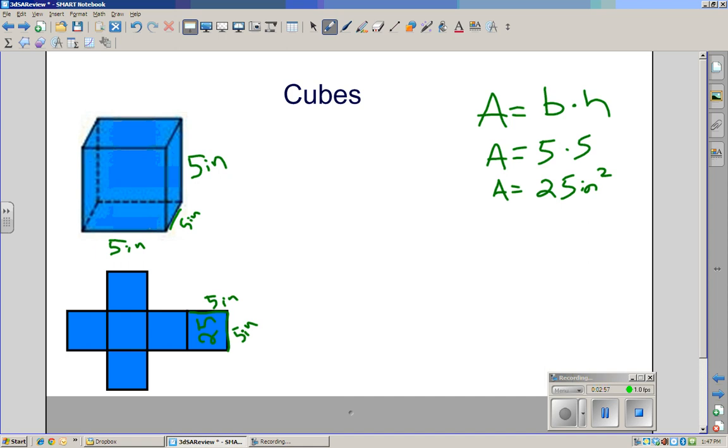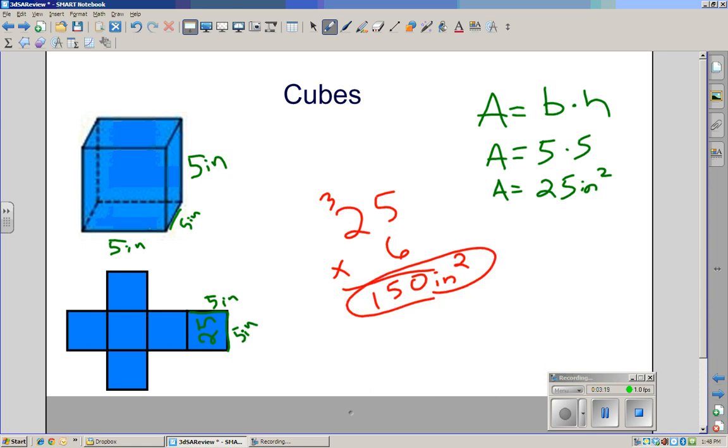With a cube, it's very easy. We know since there are 6 sides, I can just take my 25 inches and multiply that by 6 because there are 6 sides. And I end up with 150 inches squared. Make sure whenever we are finding area, your units, in this case inches, are squared. We don't actually square the number, but my units are squared. That is how I find the surface area of a cube.